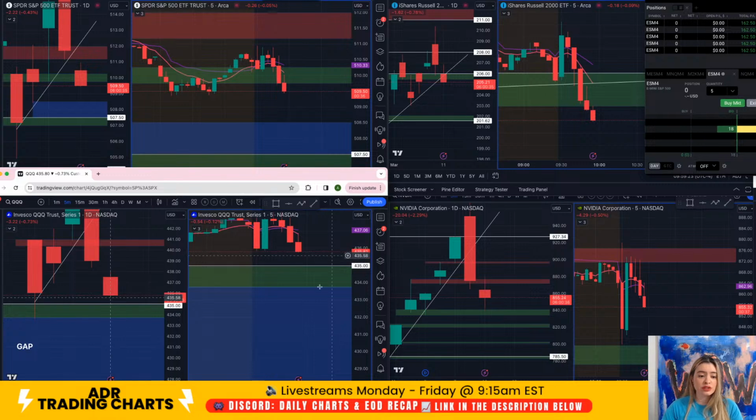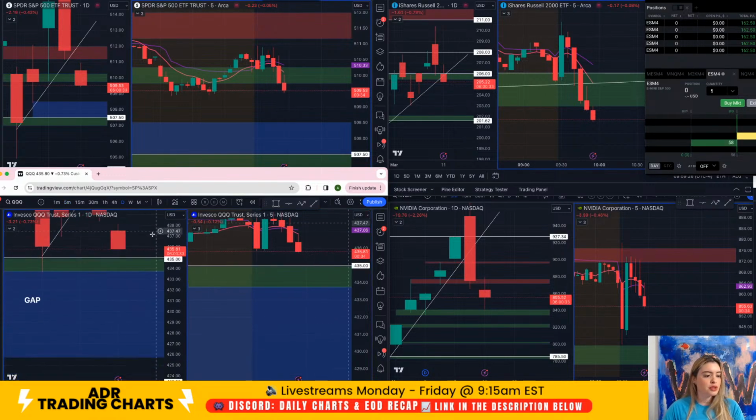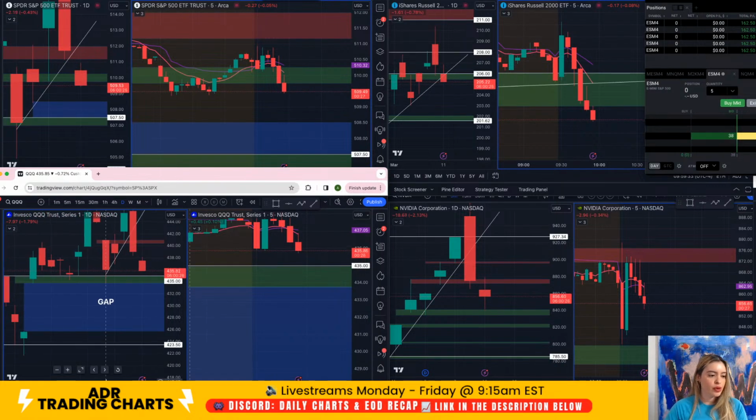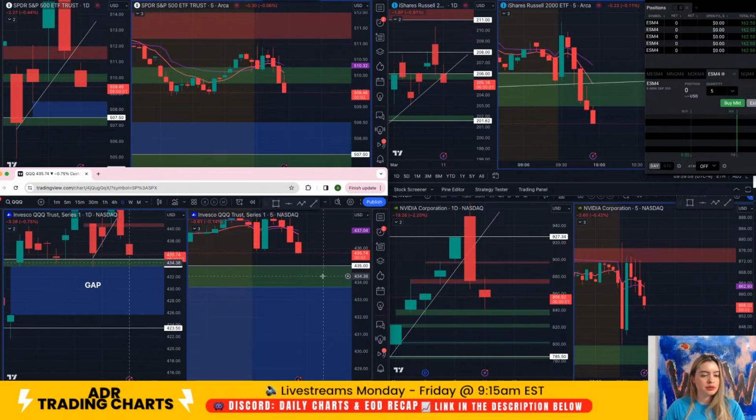If the Q loses 434, it has a huge, look at this big gap here. Big gap. If it loses 434, that's the next big trade. Waiting for a break and retest of 434. It has almost like an $8 gap. So that's the next big trade.